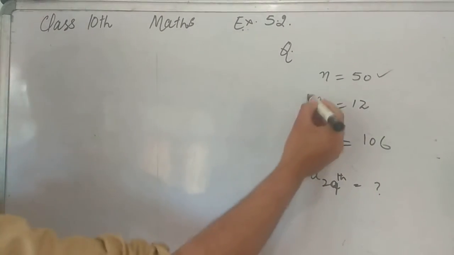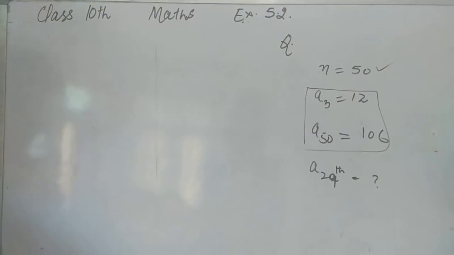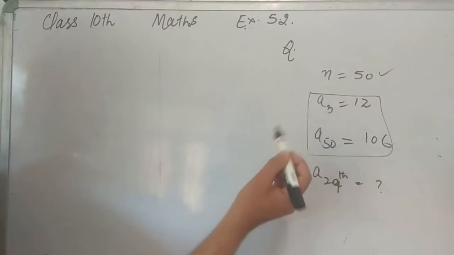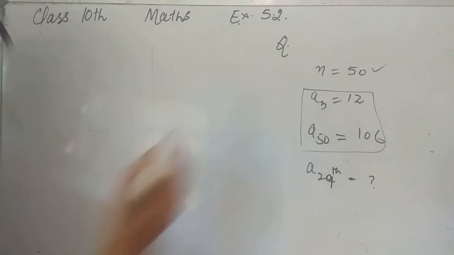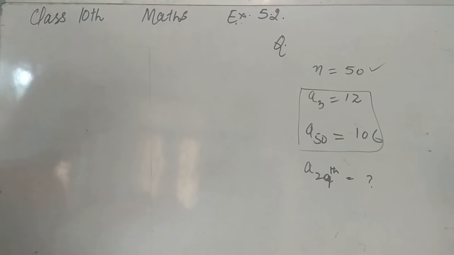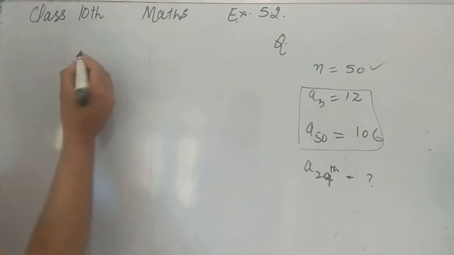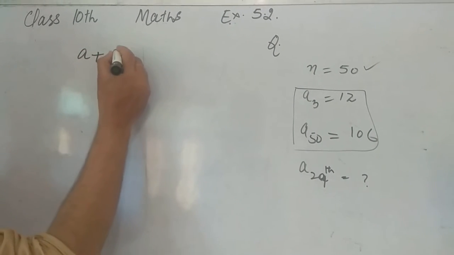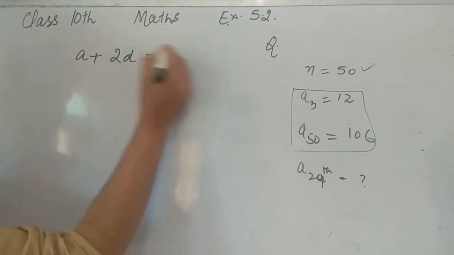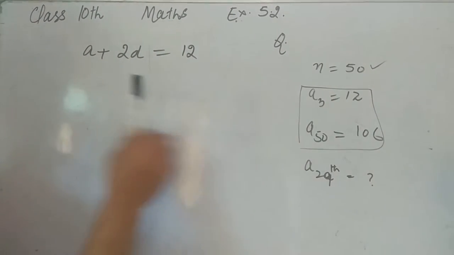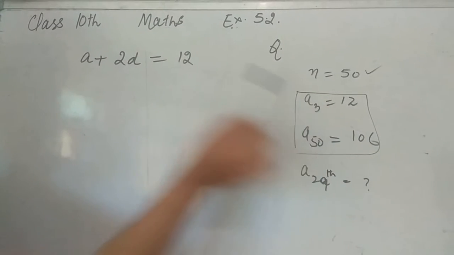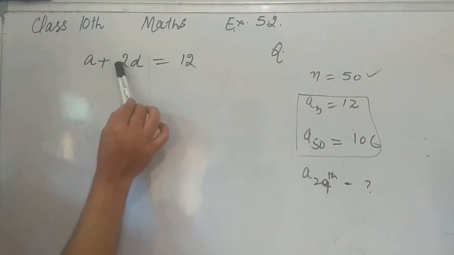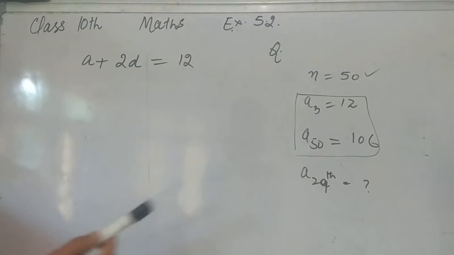Dear students, we will use these two conditions. हमारे पास A3 है. A3 means here n is equal to 3. Therefore, A3 can be denoted as a plus 2d, because A3 is equal to a plus (n minus 1)d. Here n is equal to 3, 3 minus 1 is equal to 2, so a plus 2d is equal to 12.